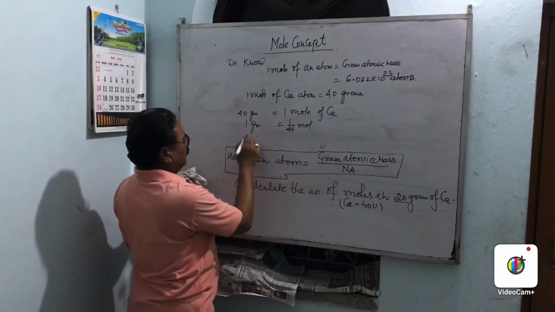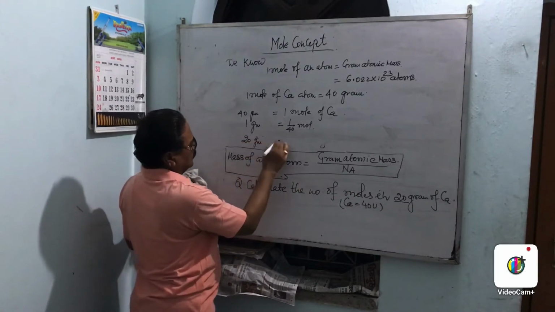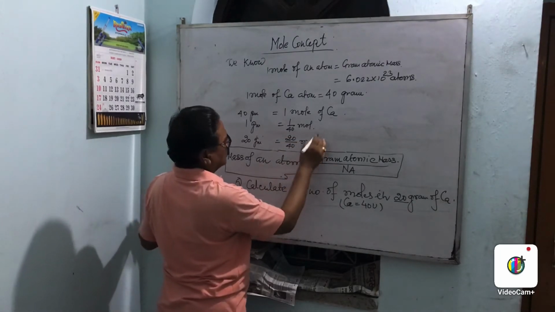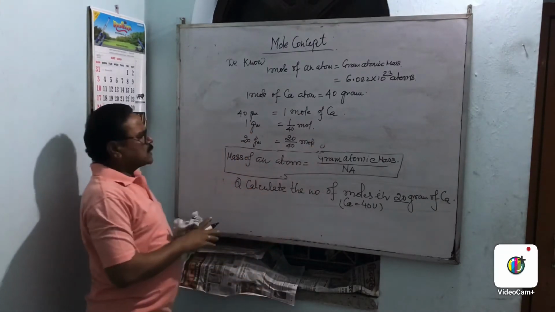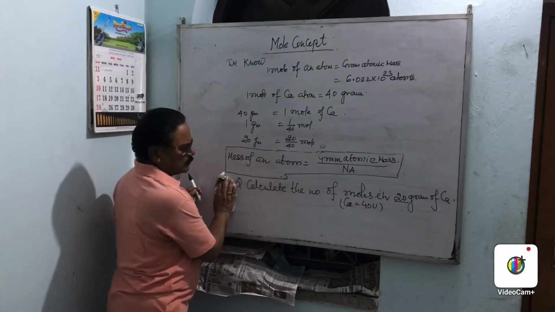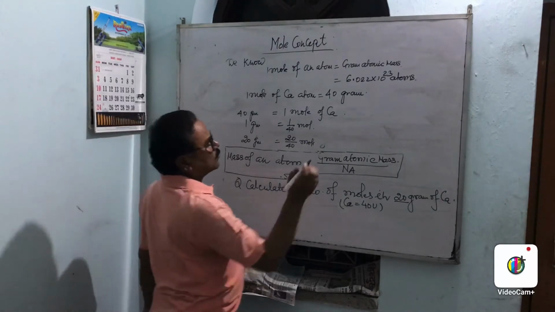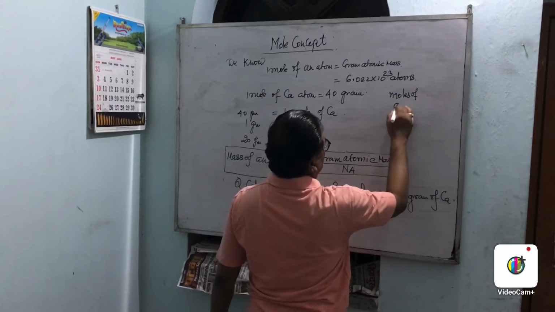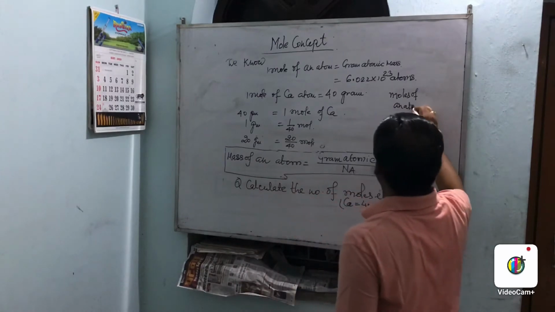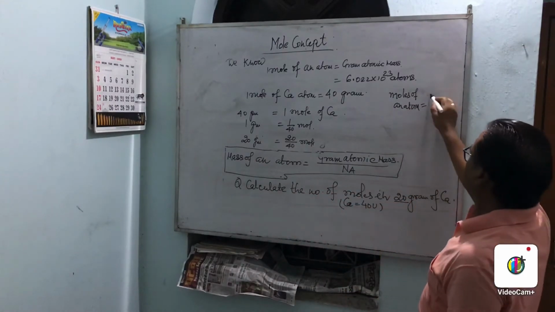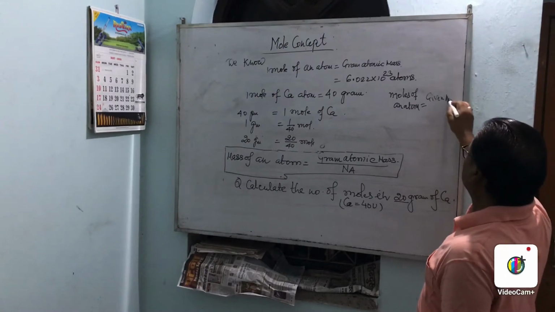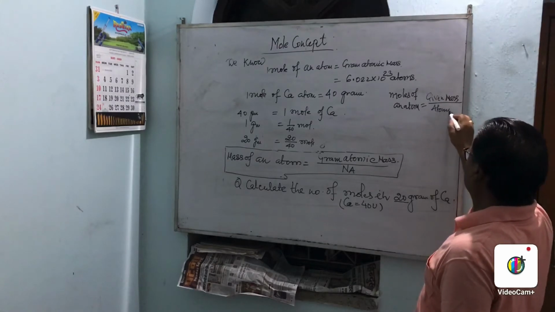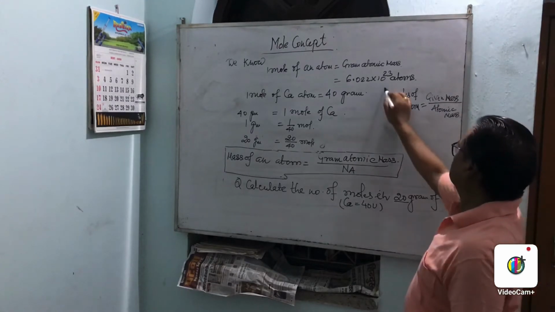Therefore, this is 20 gram. 20 gram is equal to 20 by 40 mole. Right? 20 by 40 mole. So we see another formula we have to calculate the number of moles, that is the number of moles of an atom. Moles of an atom is equal to what? It is equal to the given mass by atomic mass.